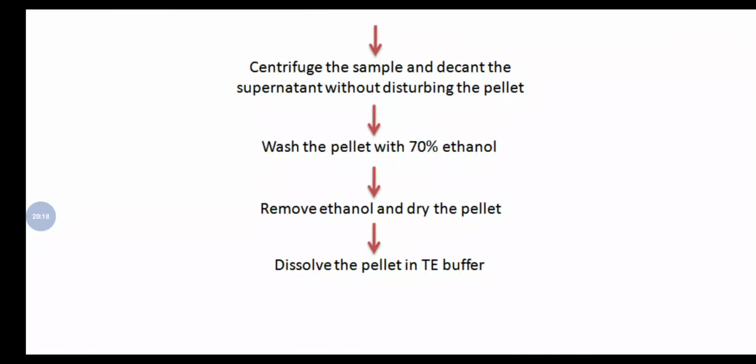All the steps I have covered here related to plant DNA isolation are very crucial: how you need to degrade the cell wall, how you need to remove the polysaccharides, how you need to remove the polyphenols, and ultimately how you are going to precipitate the DNA. So each and every step you should understand very carefully.